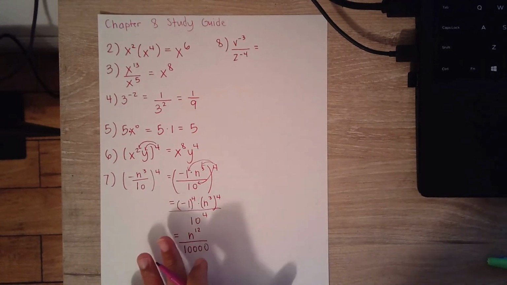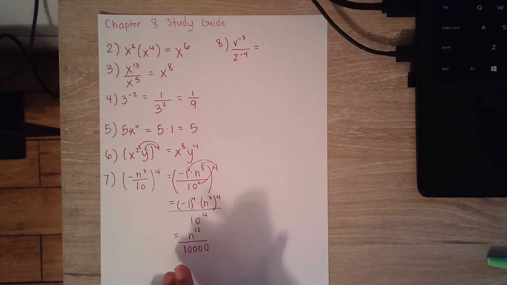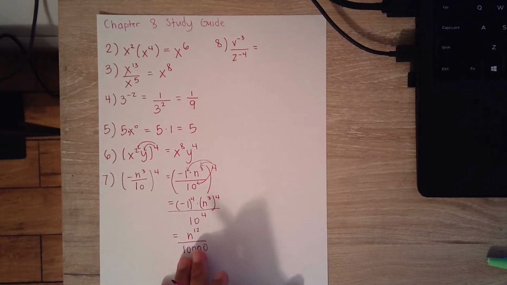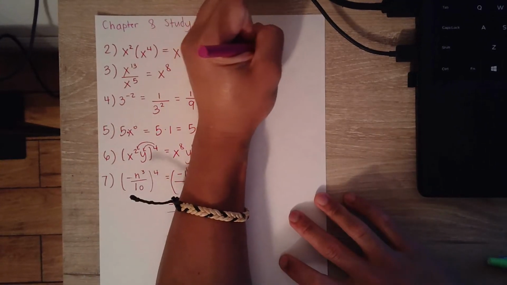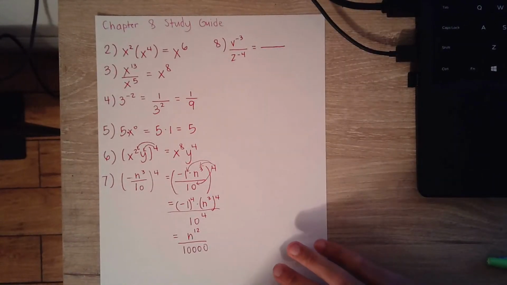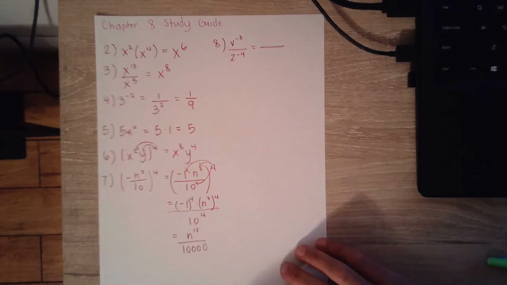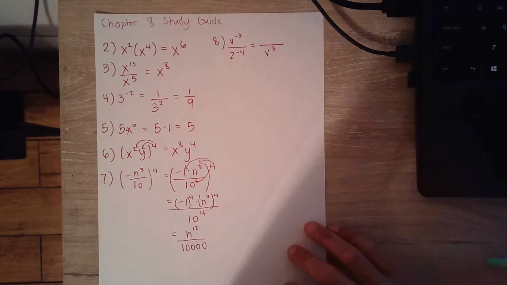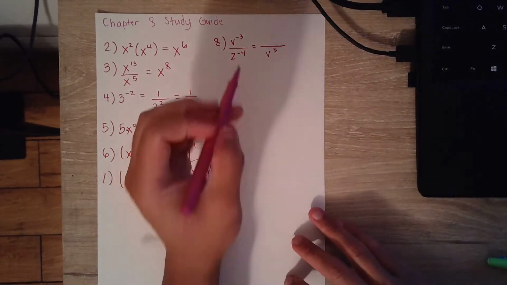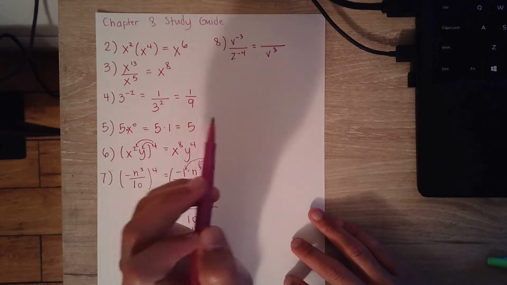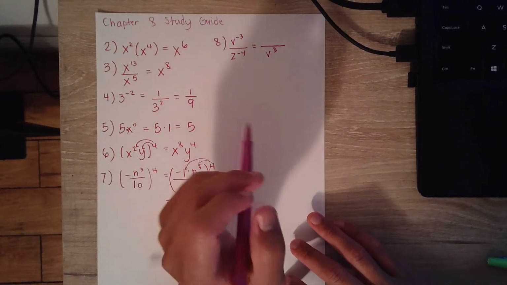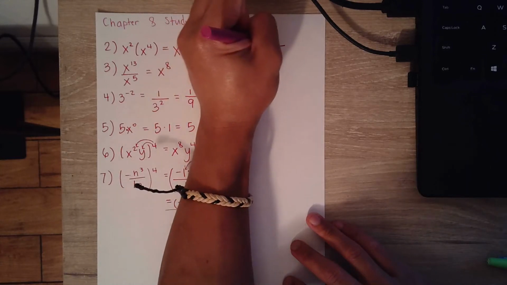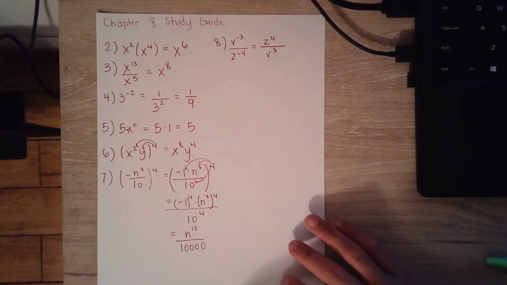All right, so question number 8, we have v to the negative third divided by z to the negative fourth. We see we have negative exponents. Let's take care of it one at a time. We have a negative exponent in our numerator. To make that a positive 3, we need to move it down to the denominator. That becomes v to the positive third power. And since this is in our denominator, to make it a positive z to the fourth, we have to raise it to the numerator, z to the fourth power.